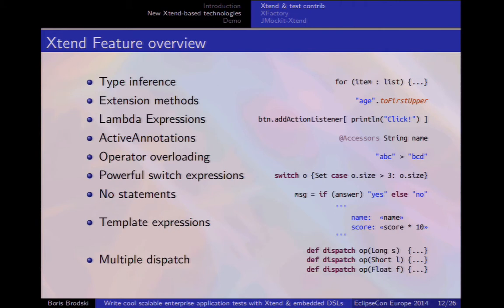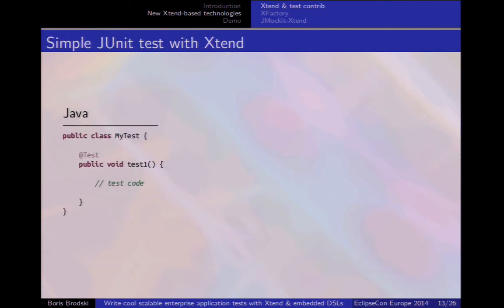And this is a short list of the most important features. We have type inference, we have extension methods, lambda expressions or closures, we have operator overloading. And you will see in a minute how we can make use of it, and I will explain it as we go. So here is our first snippet, and I will show a couple of snippets.